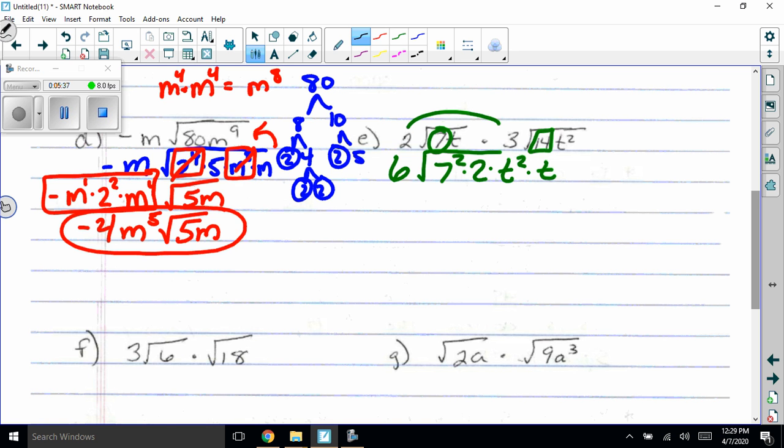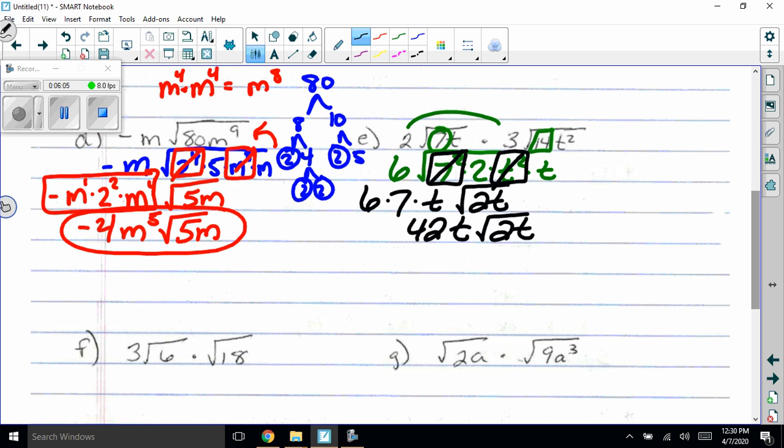So I've got 6 on the outside. And if I square root 7 squared, I'm going to get 7 that can come out, so that gets rid of that. The 2 has to stay, but then I'm left with t squared. If I square root t squared, I get t, so that whole thing is gone, coming out of the radical. And I'm left, inside the radical, with 2t. Now I put it all together, and I've got 42t radical 2t. And that is my answer for that.